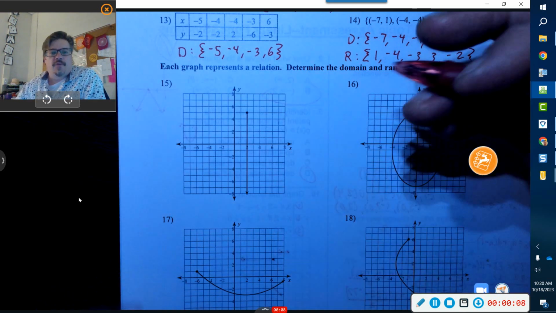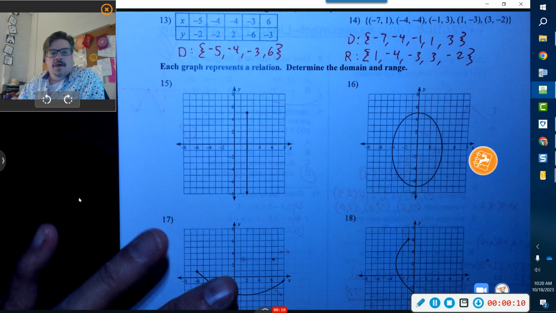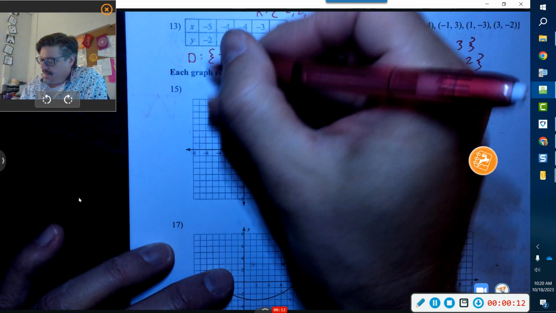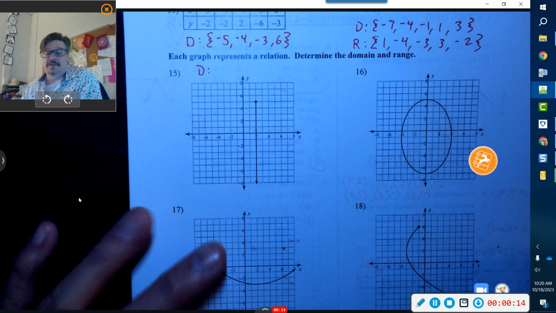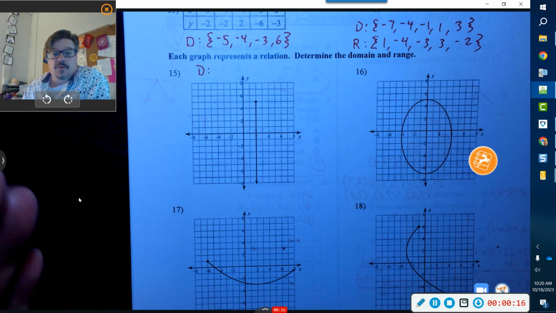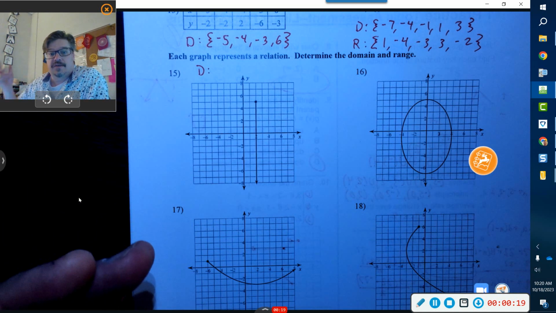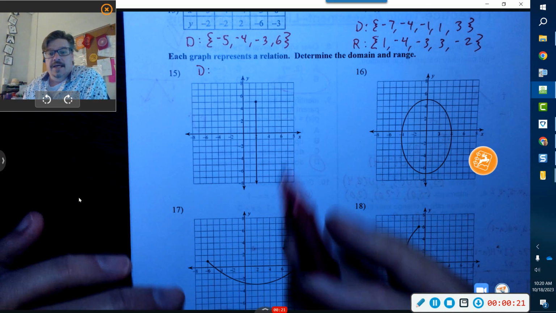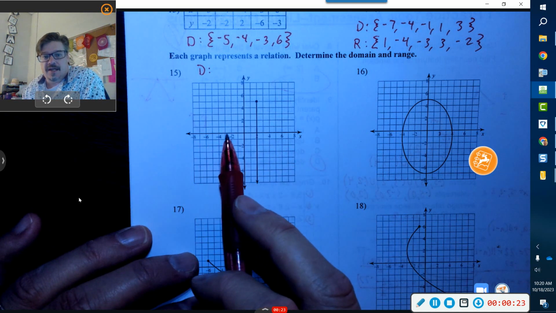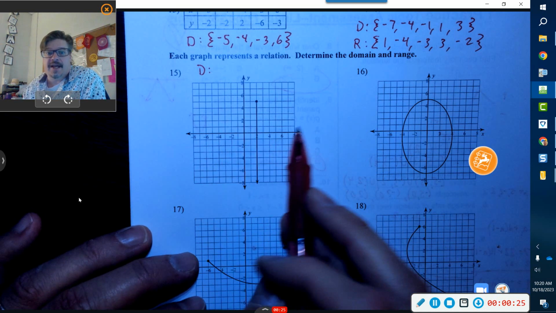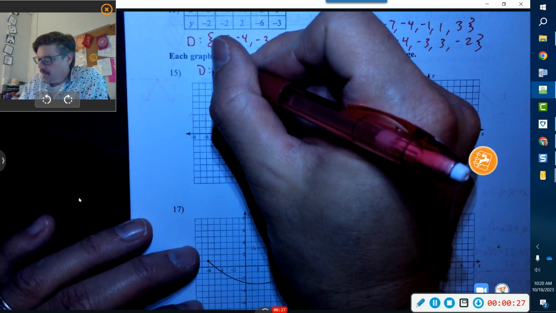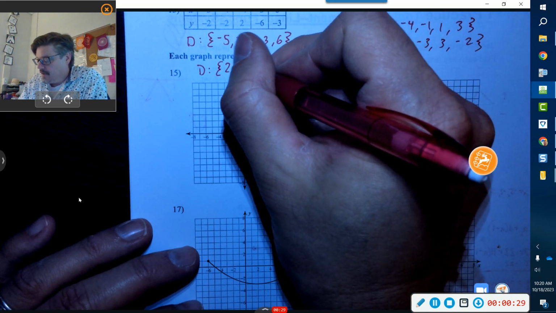Domain and range, but now we have a graph. Cool, I like these better. Remember, the domain is how far you go from left to right. Weird thing about this one is you are not going from left to right. You have one value. When you went across, there's nothing, nothing, nothing, nothing here. I do have a 2, but then I got nothing again. So my domain literally is just the number 2.